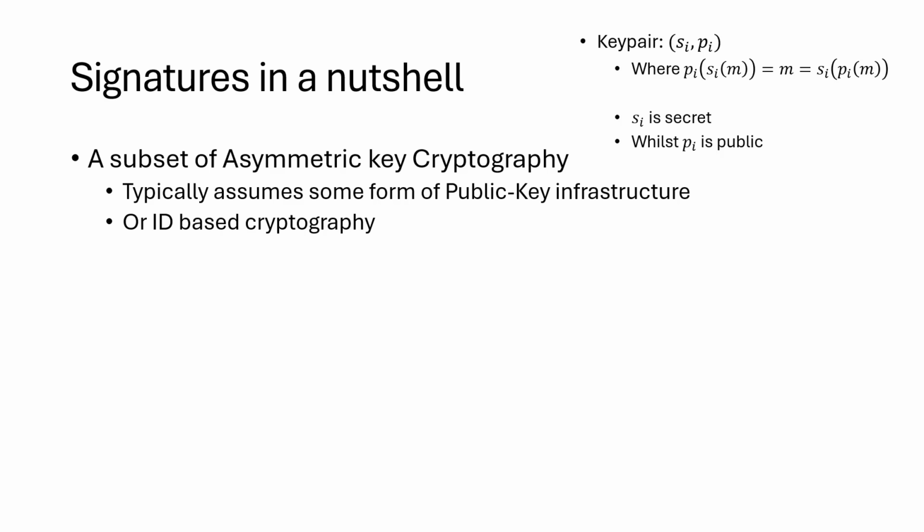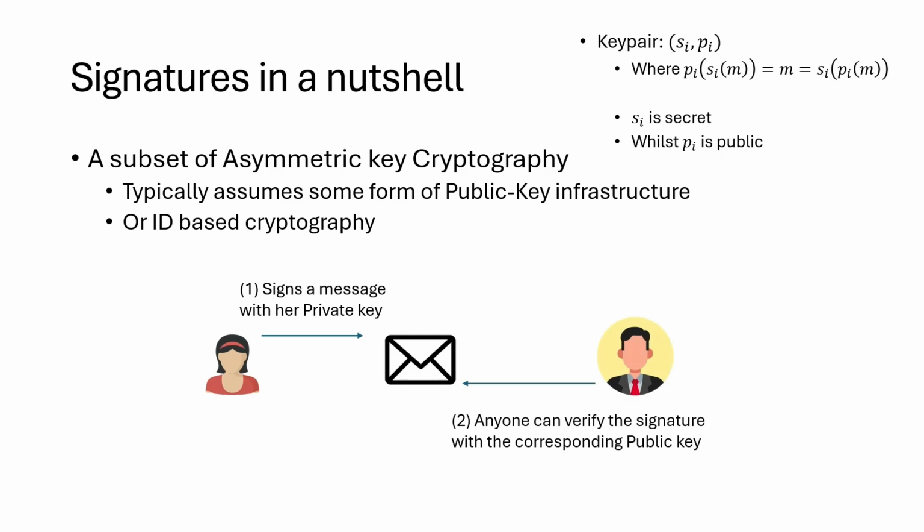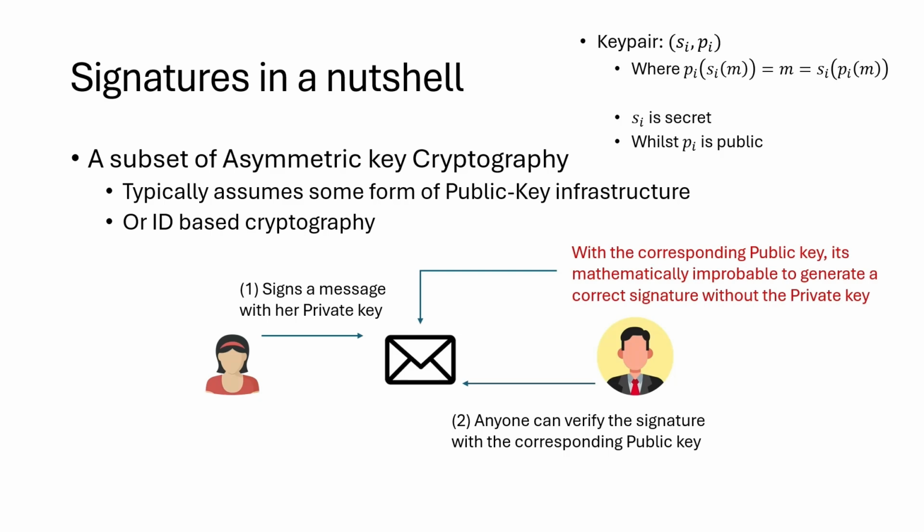Given that S_i is secret and P_i is public, the assumption is that if you have the secret key, you can generate the public key, but if you have the public key, it's mathematically impossible to generate the secret key. Usually, if you have a private key and you want to sign something, you simply apply your secret key, S_i(M). Afterwards, anyone else who has the corresponding public key can verify that you have signed it, and only you could have signed it. The understanding is that it is impossible to generate a valid signature unless you know this so-called secret key.